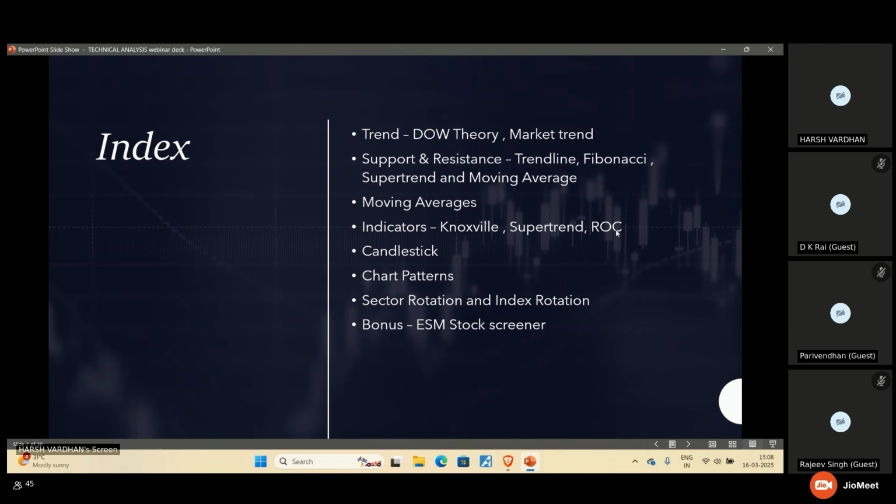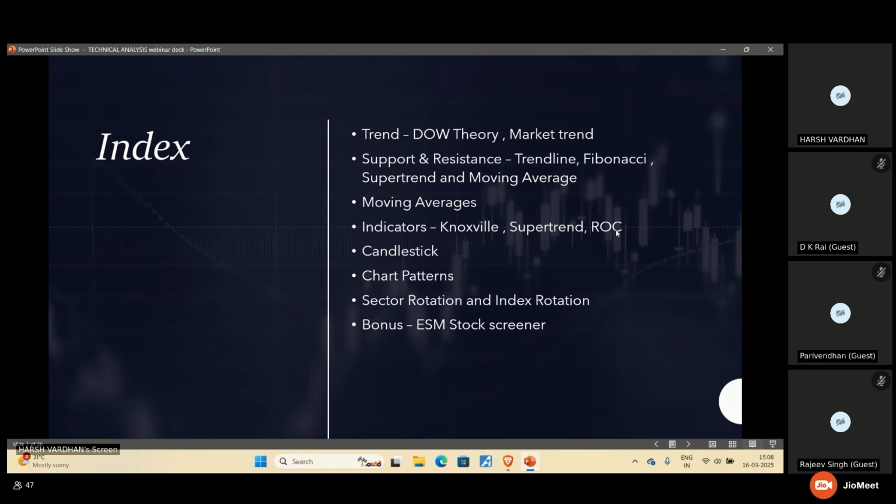Then we will learn more about moving averages. What are the important moving averages which act as support or resistance levels? What is their significance, and all about it. Then we will learn about indicators. There are some very useful indicators on TradingView. You will find them on other platforms as well, like investing.com and others.